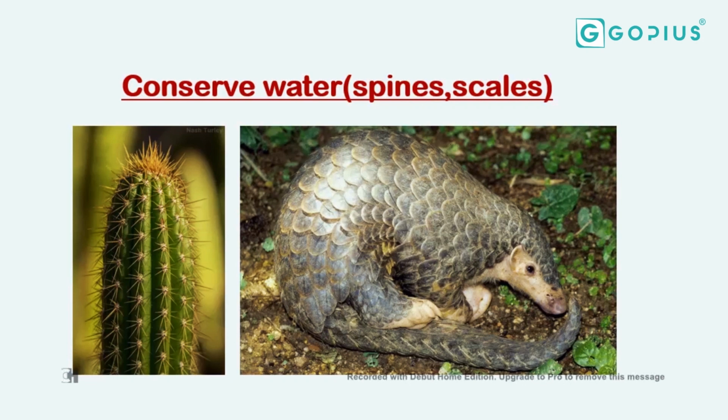We now look at that of the scales. This creature that you see here is known as a pangolin. The pangolin has scales all over its body. And the essence of these scales is to enable it to avoid the loss of water. It becomes very difficult for it to lose water from its body parts because of the presence of the scales. The pangolin is an anteater. If you never knew that information, you've heard it now.